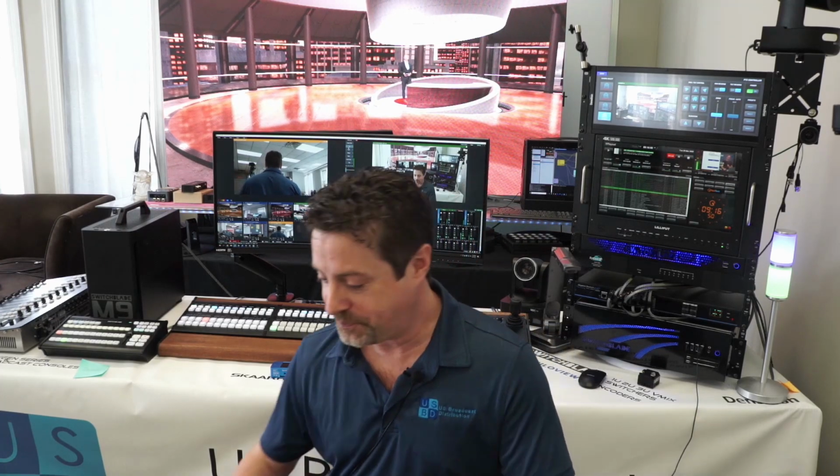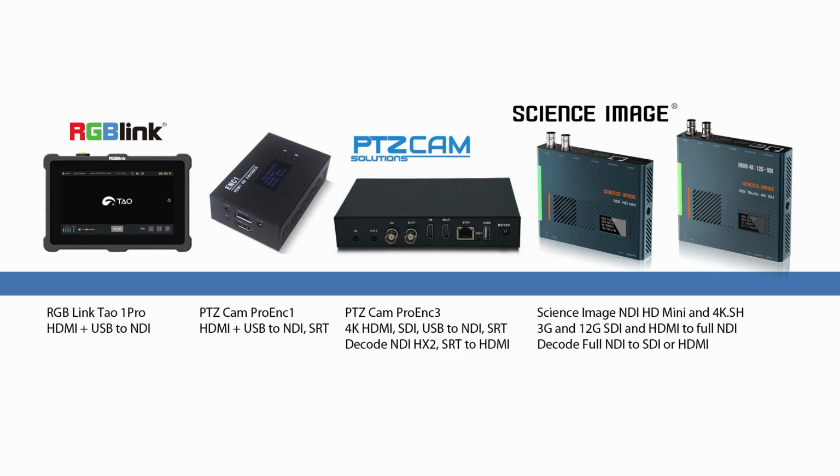It is an NDI 5 capable platform, and it can output either your USB or HDMI sources to NDI, and you can switch between them. Or it can act as a touchscreen switcher, so you can output to HDMI or RTMP. So it's a versatile little device at the price of an NDI encoder. PTZ Cam has the ProAnk 1 and ProAnk 3. The ProAnk 1 is an HDMI and USB to NDI HX encoder. The ProAnk 3 is SDI, HDMI, and USB all at the same time to NDI or SRT, and it has a built-in decoder, making it a bidirectional SRT encoder decoder platform.